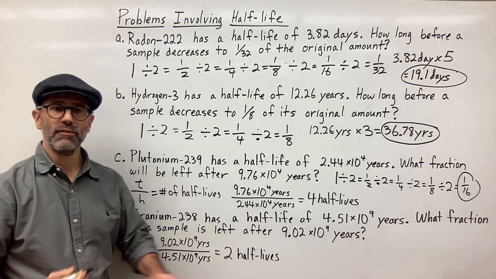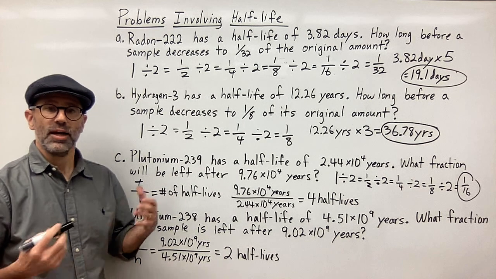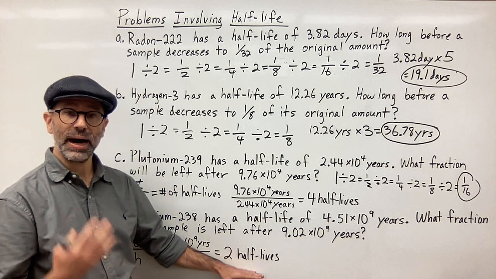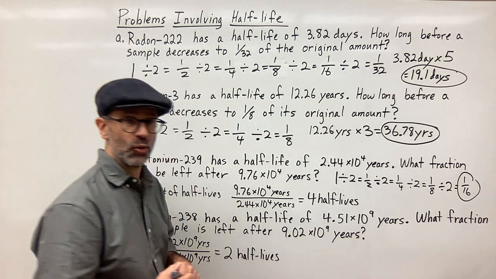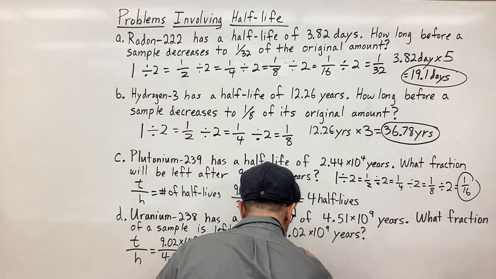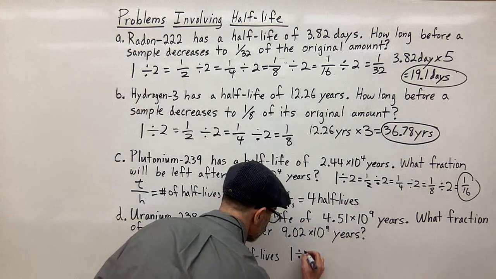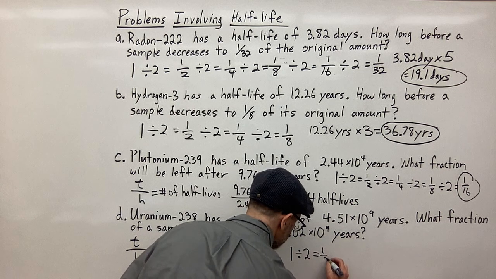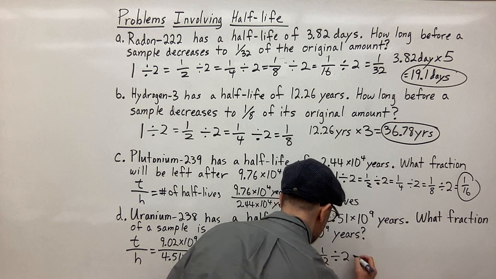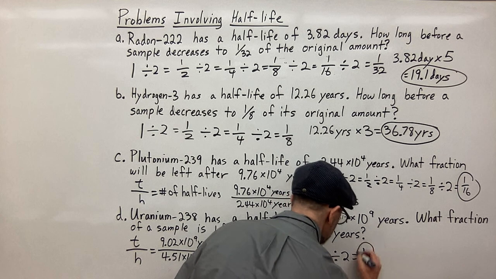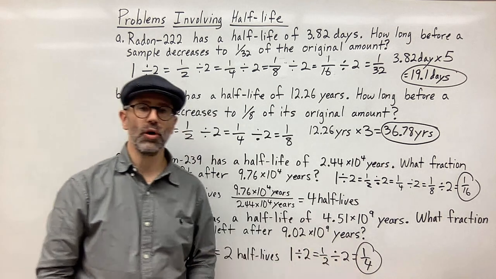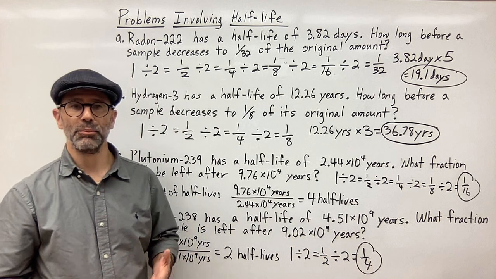So that means that whatever sample we start with, after 2 half-lives, we're going to divide that by 2. So again, we start with 1 as our amount. If we start with 1, we divide that by 2, and we get 1/2, and then divide that by 2, and we get 1/4. So that means that after 2 half-lives, we'll have 1/4 of our sample left, whatever that sample is.